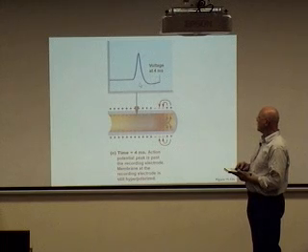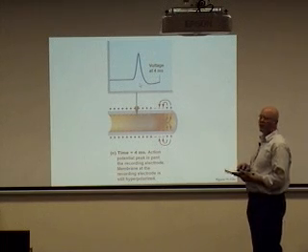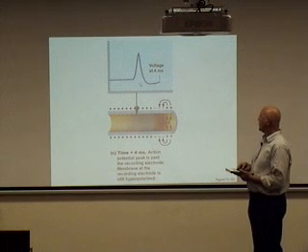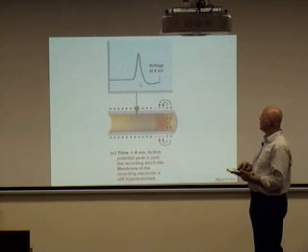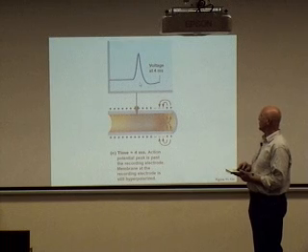So this little action potential, this spike in voltage, is that electrical impulse, and that electrical impulse will move down the axon of the neuron.